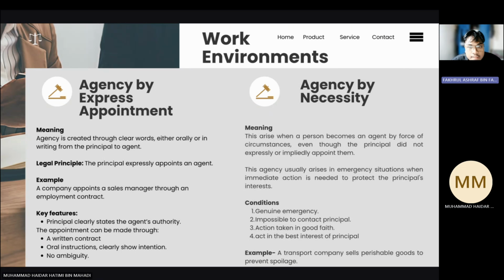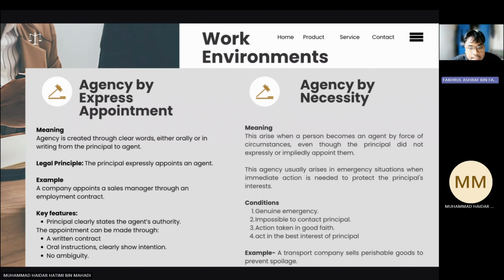The fourth one is agency by necessity. This arises when a person becomes an agent by force of circumstance, even though the principal did not expressly or impliedly appoint them. This agency usually arises in emergency situations when immediate action is needed to protect the principal's interest.